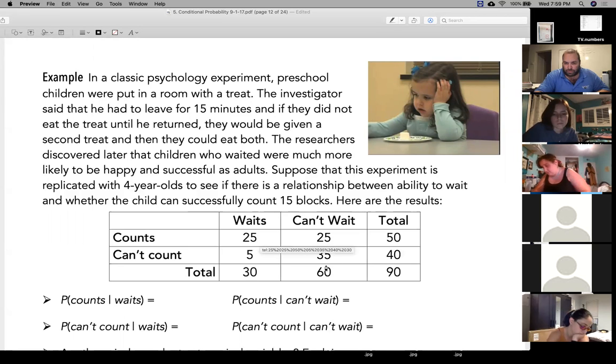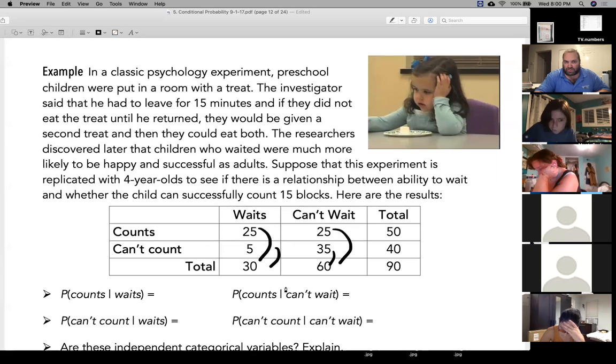Is that equal? 0.416 repeating. So that's not equal, right? This number over that number and this number over that number have to be equal. If they're not, it's automatically not independent. Also, this number over that and this number over that have to be equal. So across a row, the number in the cell over the total has to equal the number in the cell over a total. That has to go across the entire row. And that has to work for every single row.